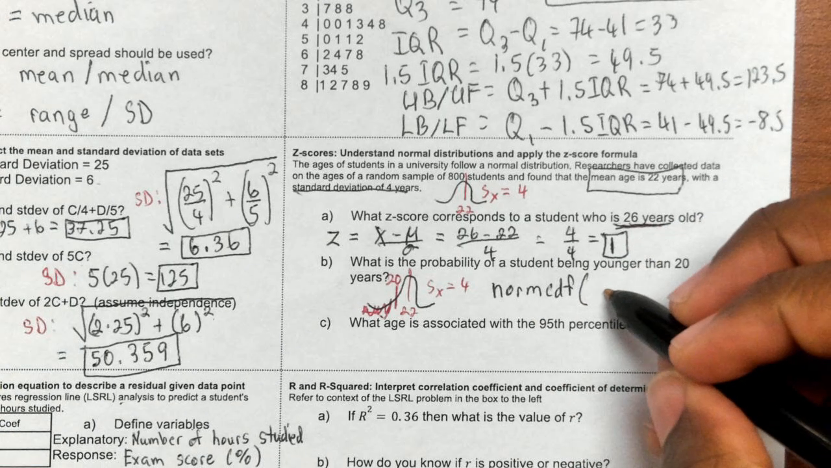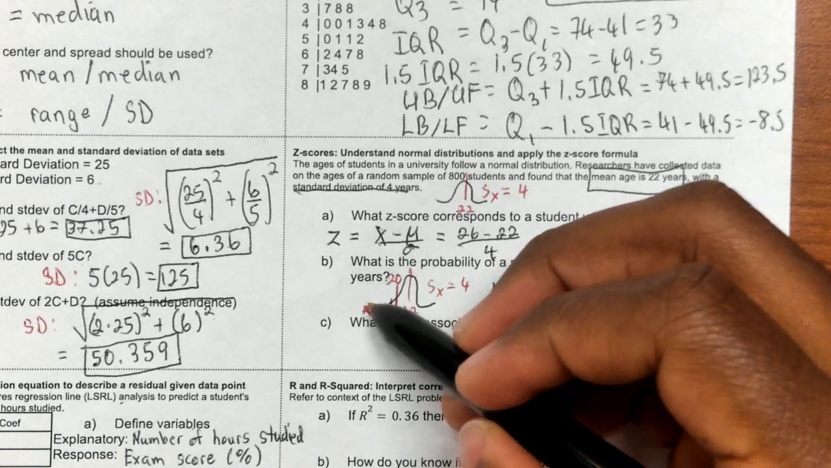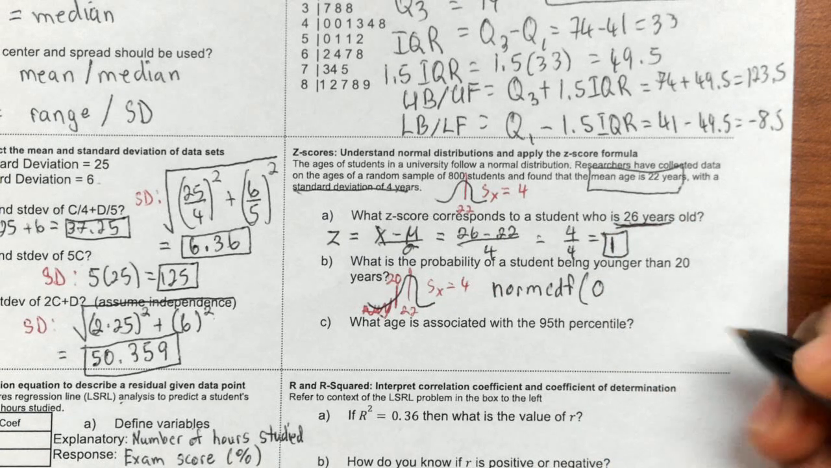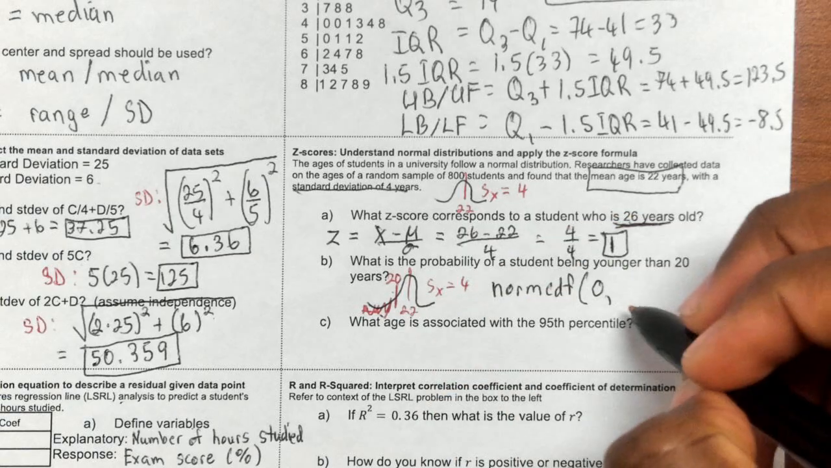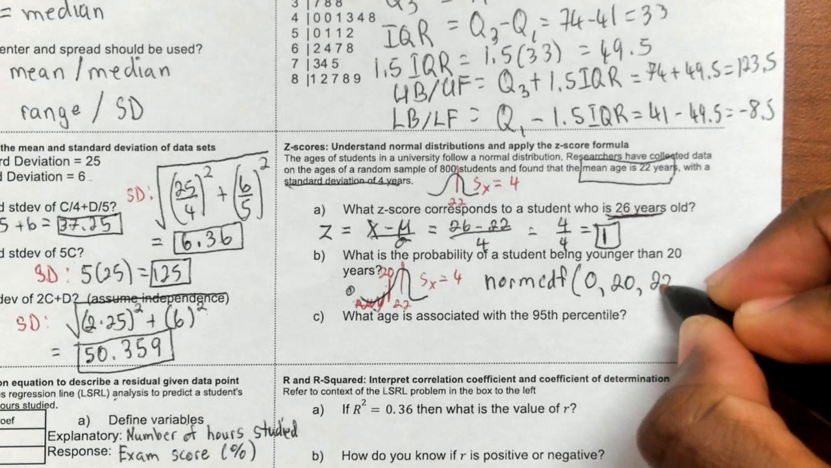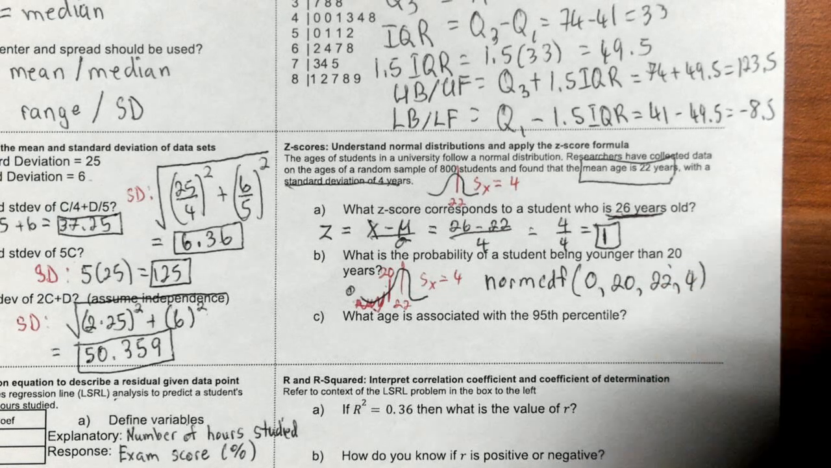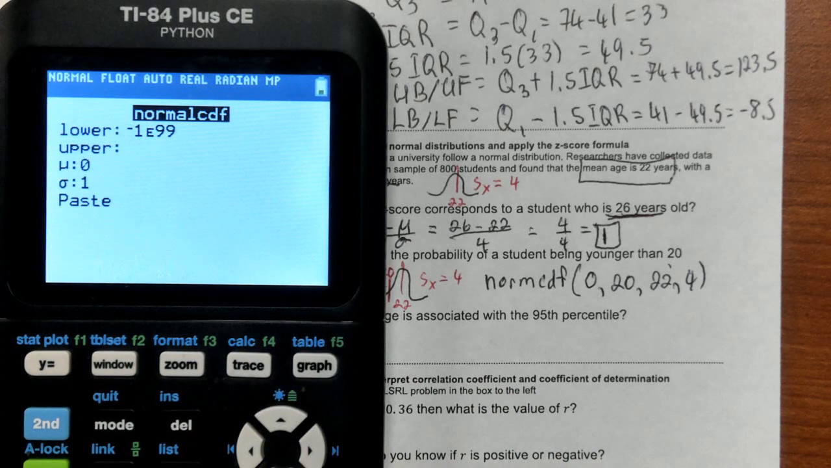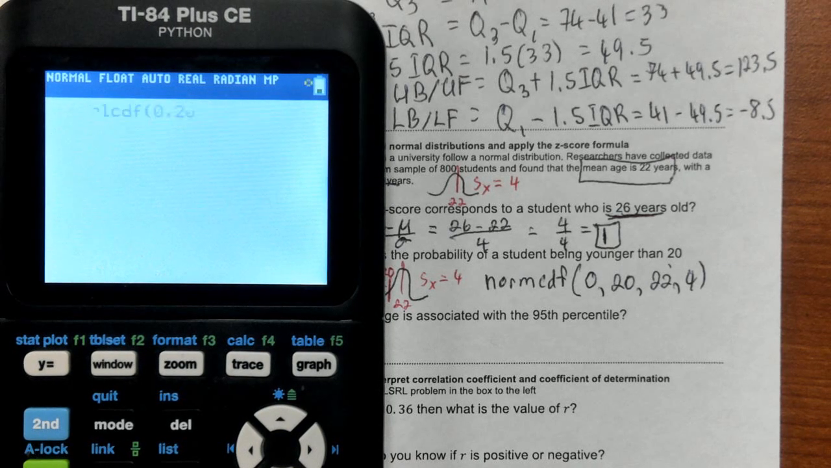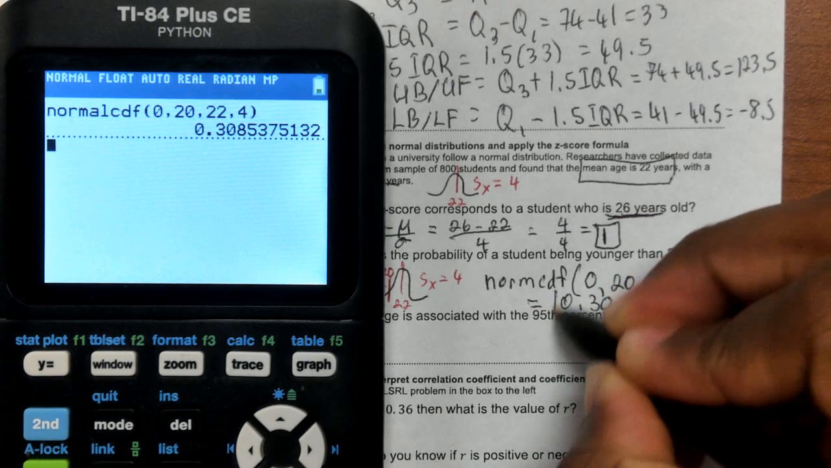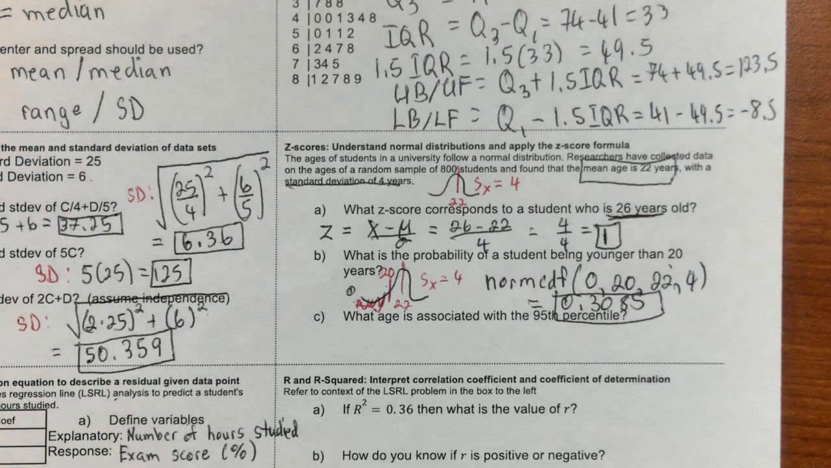So in this case, you're going to have to do your lower bound. Your lower bound is not going to be the furthest left as negative 1 E99. It's actually going to be 0. The reason why it's 0 is because you're talking about age, all right? So we're trying to see 20 or younger, so we're from 0 to 20. All right, so to 20, mean as 22, standard deviation as 4. All right, so again, something like that, you just put in your calculator, second function vars, norm CDF. All right, so 0, 20, 22, 4, bam. All right, so this gave me 0.3085. All right, so again, just like that.